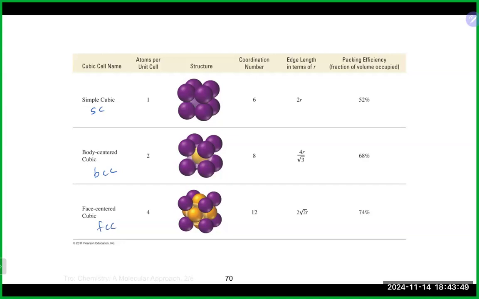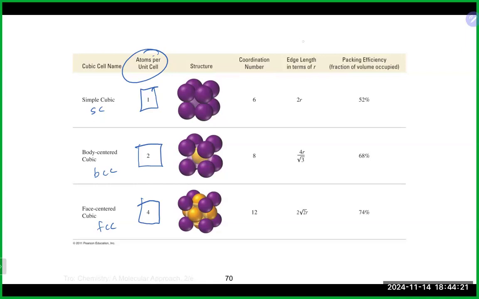Now, there are a couple important things that you need to know about these. The first one is how many atoms there are per unit cell. If you have something that is simple cubic, you have just one atom that makes up that unit cell. If you have a body-centered one, you have basically two total atoms, and we'll talk about where they are in just a second. And if you have a face-centered, it will actually have 4 atoms involved in that unit cell.